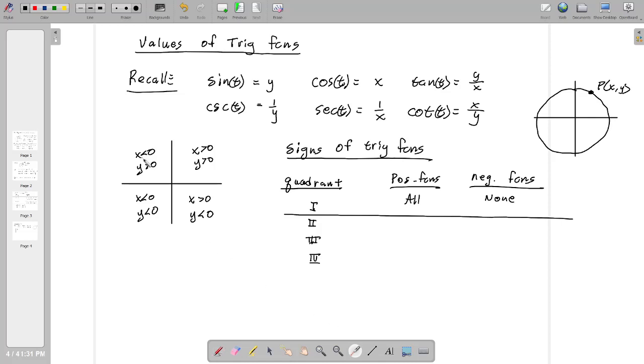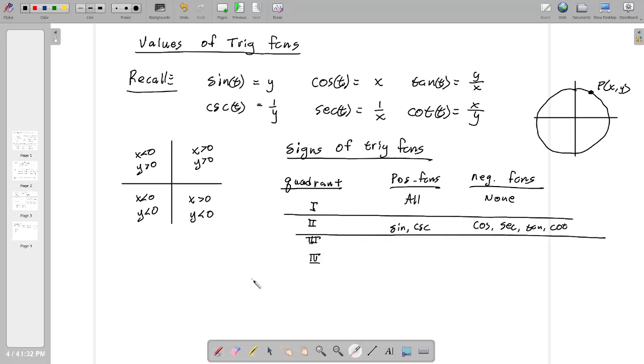In quadrant 2, x is negative, y is positive. So sine and cosecant are both positive, but all the other ones are negative because we have a negative x. Our x is a negative value, so cosine is negative. X is negative, which means secant is negative. X is negative and y is positive, so tangent is negative. X is negative and y is positive, so cotangent is also negative. We have cosine, secant, tangent, and cotangent.